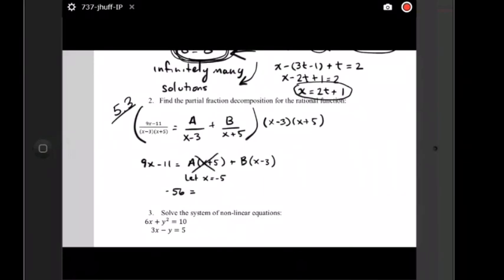A is going to disappear because you get 0 times A. But then -5 minus 3 is -8 times B. So then we get B equals 7.